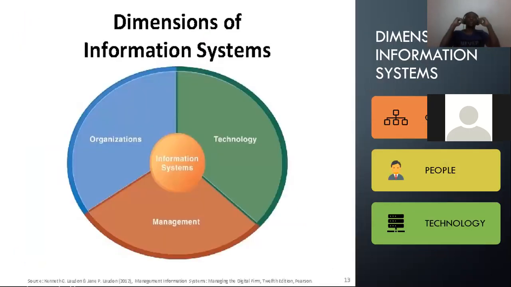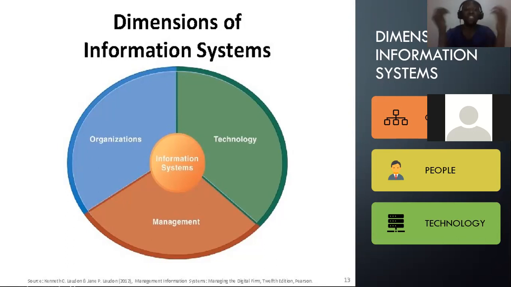So now let's look at what is called the dimensions of information system, right? So this information system itself, it has dimensions. So there's what we call organization, right? Technology and management. From the diagram, you can see that they all revolve around information system. So you can't talk of information system without these 3 dimensions. As long as there is an information system, there must be an organization using that information system. There has to be the technology behind the information system. Then there has to be the management, the people that use the information system. So basically, that's what they're talking about. So the information system is not self-existing, right?